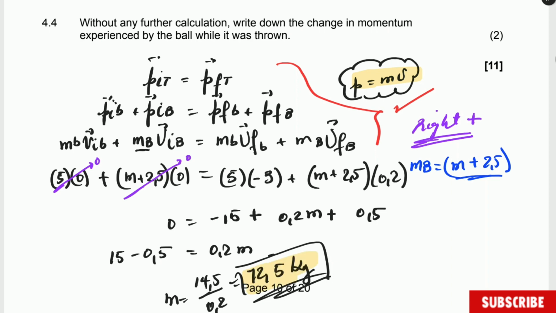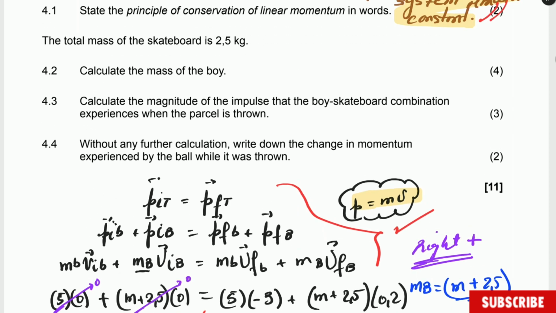Now, if you do that, the first mark is for the formula, for the law. The second mark is for this 0, guys, be careful with that one. And then the third mark is for this part there, with a final mark with the answer. And it's quite simple to get those marks. Question 4.3: calculate the magnitude of the impulse that the boy-skateboard combination experiences when the parcel is thrown.